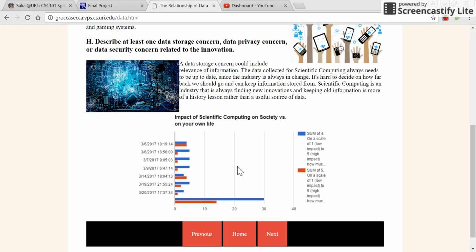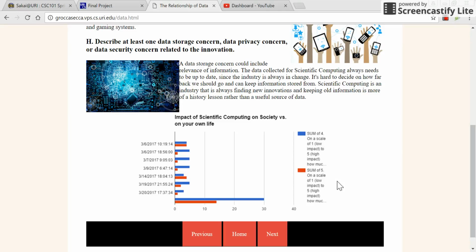So as you can see here, we have a graph on the impact of scientific computing on society versus on your own life. I collected the following data from a Google form that I created. I was able to give out this survey by posting the URL in a forum on Sakai. On the Google form was a quick and easy survey for my classmates to check the impact of scientific computing on their own life, which is the red bars, and the impact on society, which is represented by the blue bars. It was very accessible for my classmates, but not many took it.